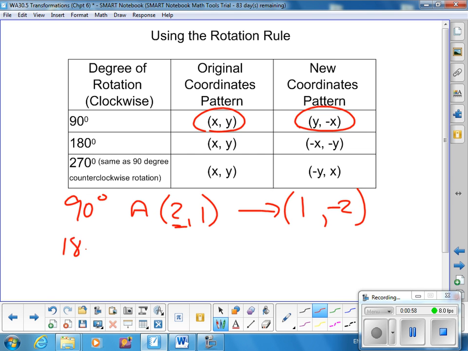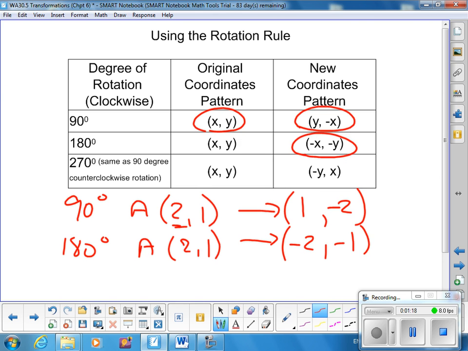If we do a 180-degree rotation, same point, this actually makes it easier. If we started off in coordinate plane 1, we would be in coordinate plane number 3, which just means that they're both negative. So all we do is take the X and make it negative, take the Y and make it negative, but leave it in the same place.